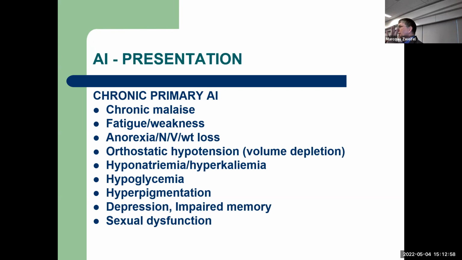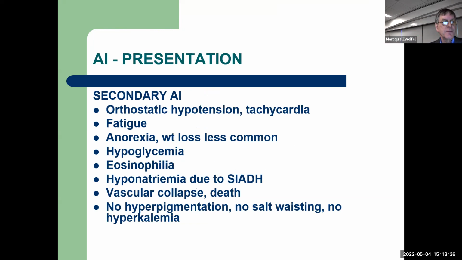Now you have to be very careful because there are a lot of African Americans who have darker creases. And when you look at them, you don't want to just worry about every one of them having Addison's disease. But white people, lighter colored people, definitely you wanna do a workup. Depression, impaired memory. Wait, that's all of us. And sexual dysfunction, all can come.